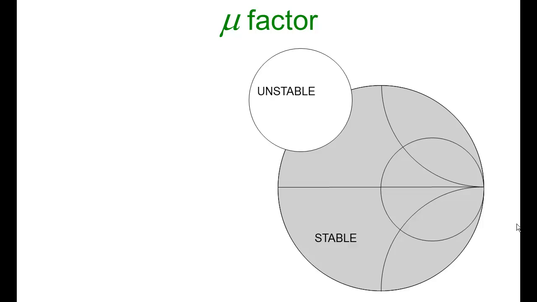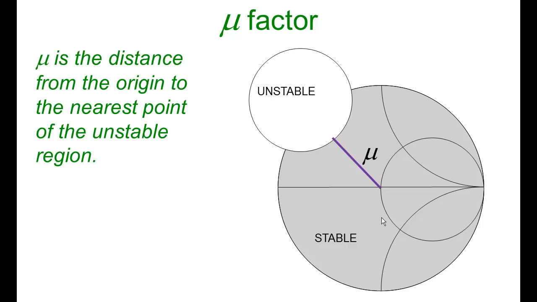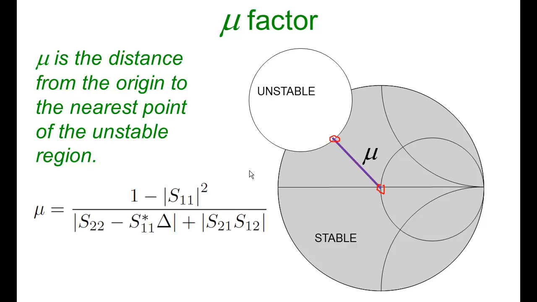Now, the mu factor is defined as the distance from the origin of the Smith chart to the closest point on the stability circle. Now we have a formula for the stability circle, and we're on a complex plane, so it's not surprising that we can come up with a formula for mu. And here's the formula for mu. The S parameters here are the S parameters of the active device. Delta is the determinant of the S parameter matrix.